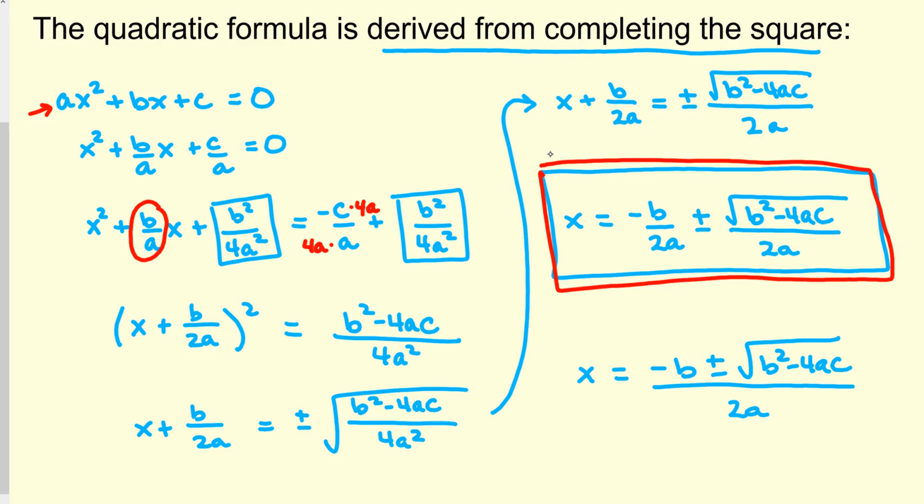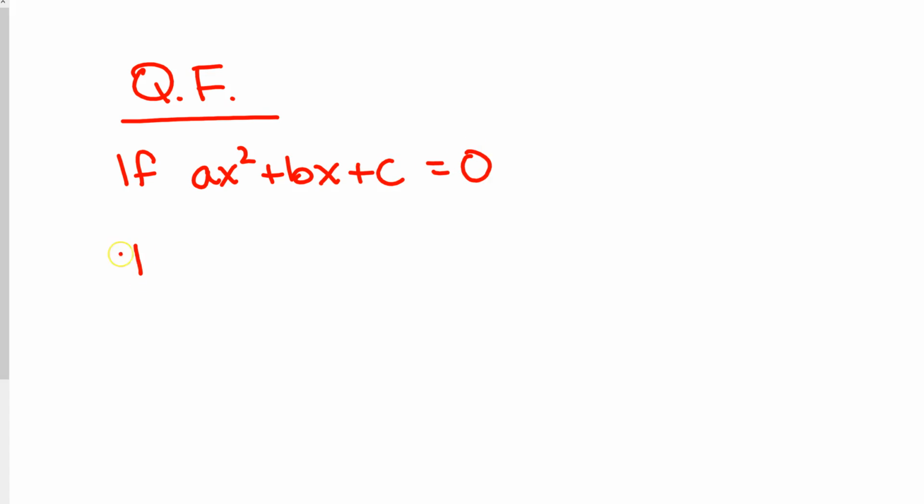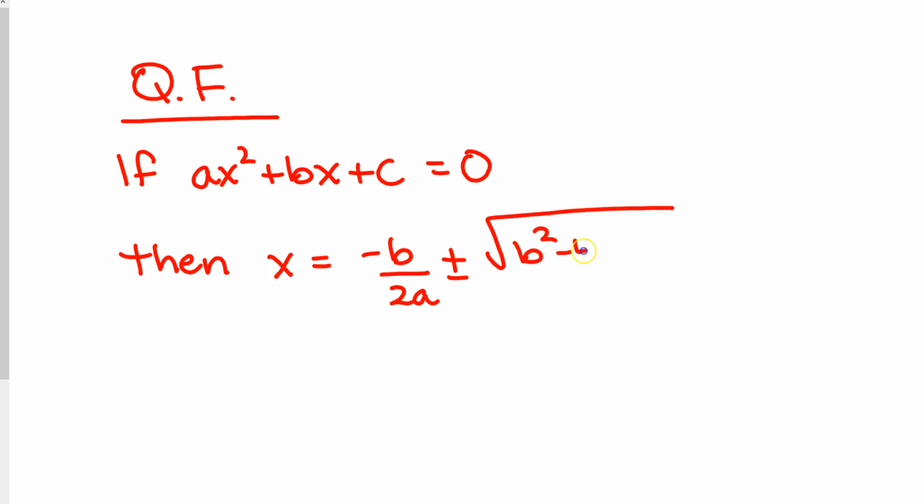So the quadratic formula really has two parts. You start by saying, so here's a quadratic formula. You start by saying if, and you'll want to write this down, if ax squared plus bx plus c equals 0, then x equals the opposite of b over 2a plus or minus the square root of b squared minus 4ac over 2a. You really do need the if part in order to conclude the then part.